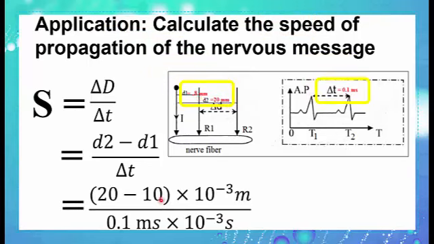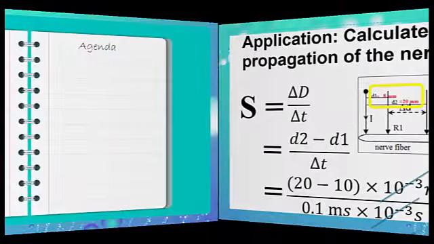So to convert from millimeter to meter, we have to multiply by 10 minus 3, and to convert from millisecond to second, we have to multiply also by 10 minus 3. They are eliminated both together, so the response is 100 meter per second.